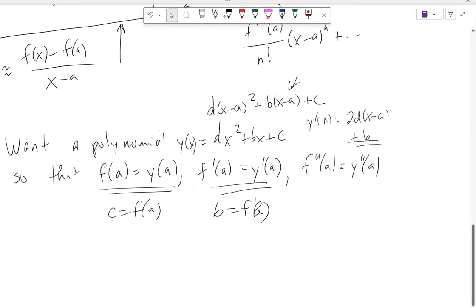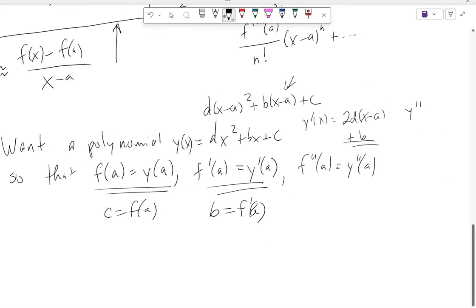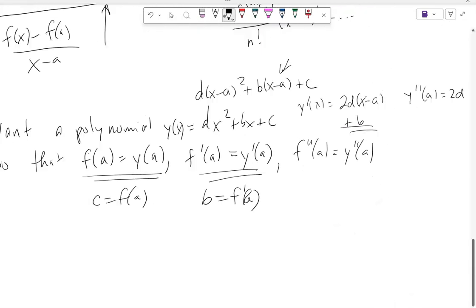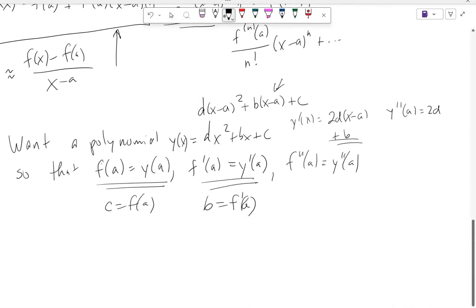What do you get when you take the second derivative? Well, the second derivative is just 2d, right? If I make my second derivatives match, whoa, that got really big in a hurry. Sorry about that. If I make my second derivatives match, then my 2d has to be f double prime of a, which means I have to divide both sides by 2.